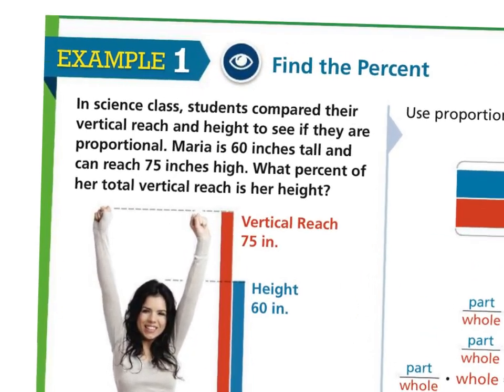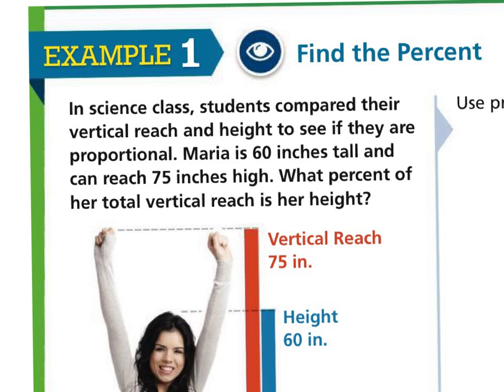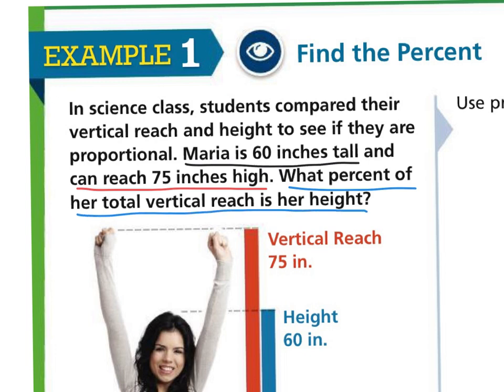Example 1. In science class, students compared their vertical reach and height to see if they're proportional. Maria is 60 inches tall and can reach 75 inches high. What percent of her total vertical reach is her height?